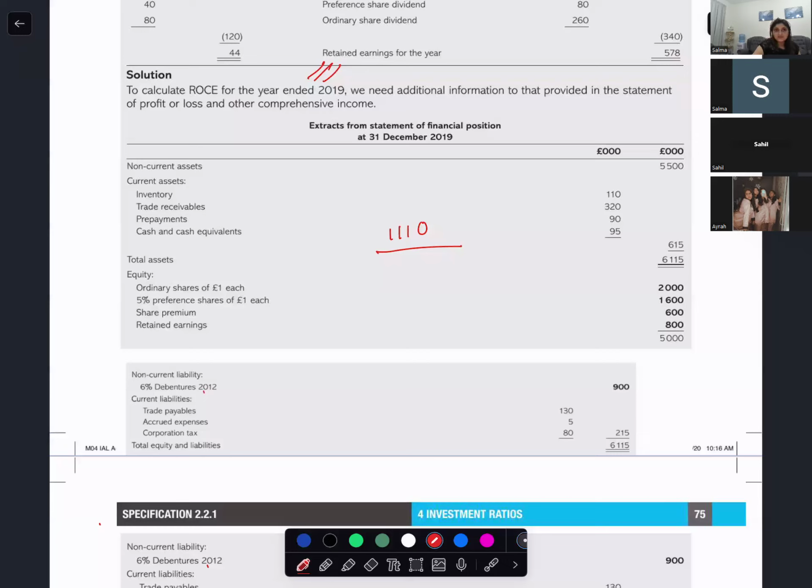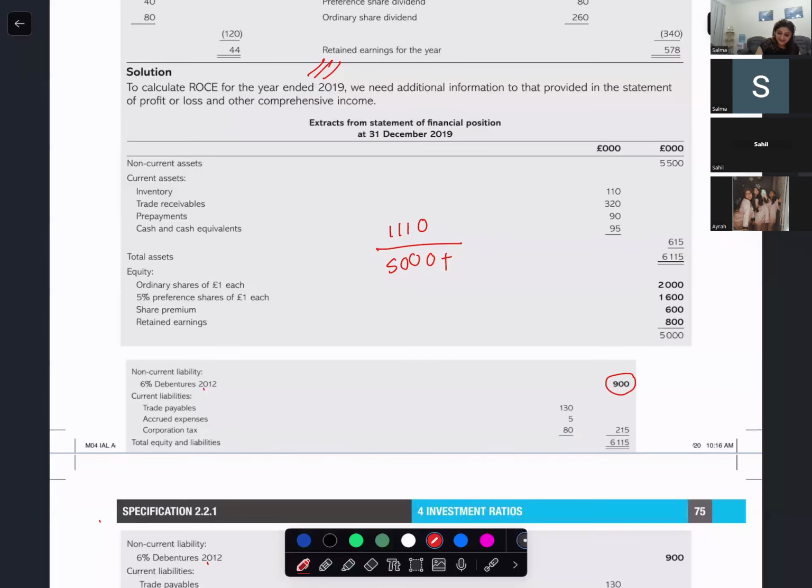What are the shareholders' funds, please? Equity. Shareholders' funds is how much? 5,000. Will you take the preference share capital? Preference shares 5%. Yes, take all the capital. So it would become 5,000, and plus your non-current liability is 900.